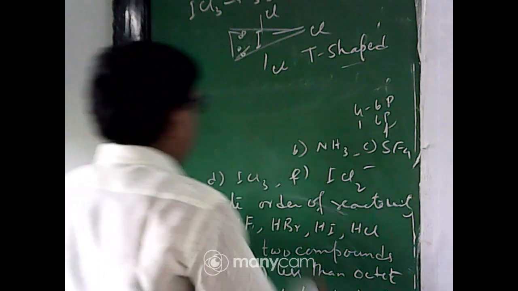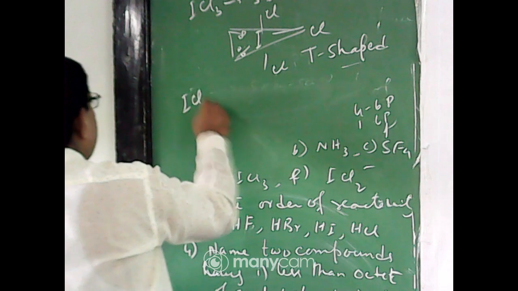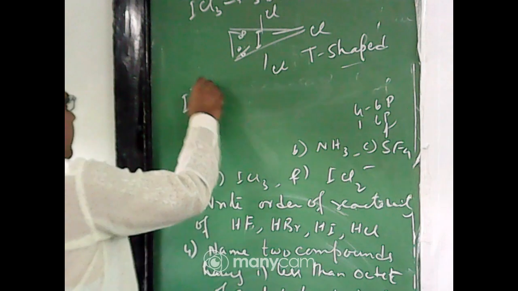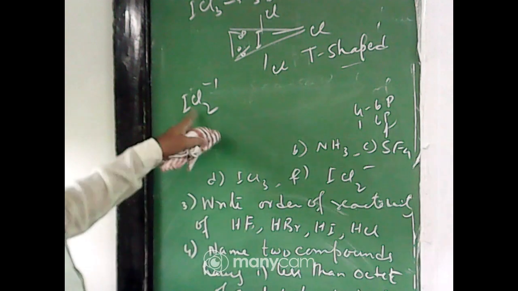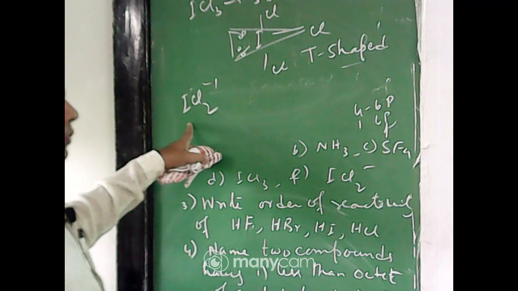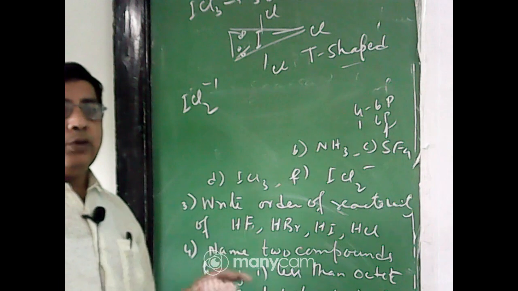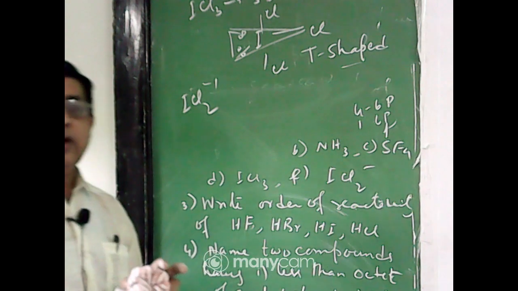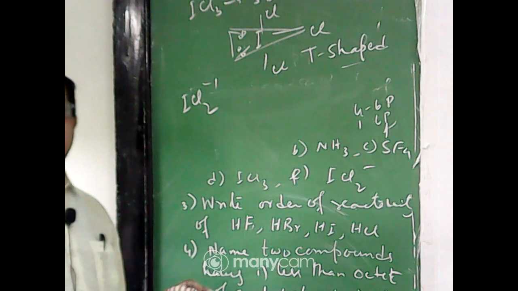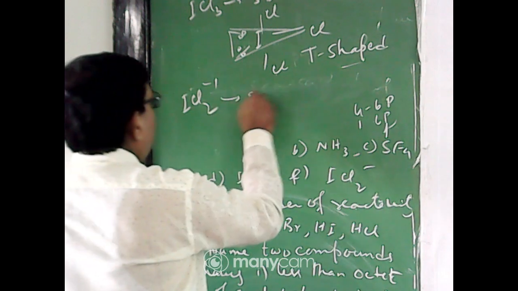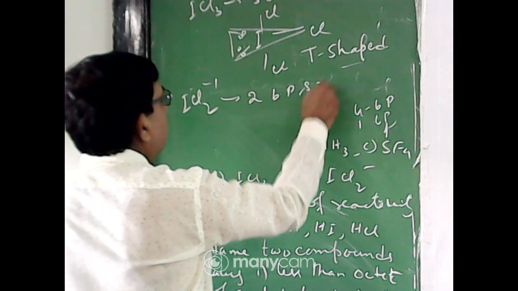Now next, ICl2 minus. Iodine has 7 valence electrons. 2 are bond pairs and 3 are lone pairs. How many electrons? 7 plus 1, 8. Out of 8, 2 electrons take part in bonding, so 6 electrons remain as 3 lone pairs. So here 2 bond pairs and 3 lone pairs.